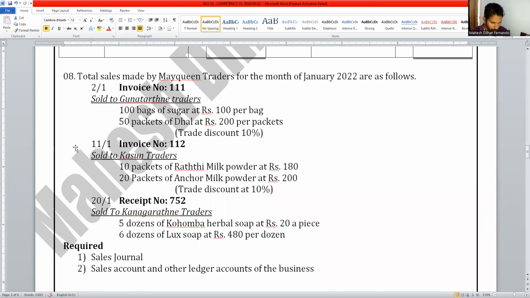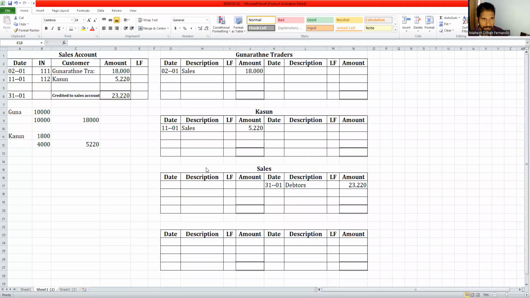Okay, additions. I'm going to answer. Kasun Traders sales is okay. But Gunaratna Traders, I took a balance. Okay, this is the correct answer. Here is the correct answer.